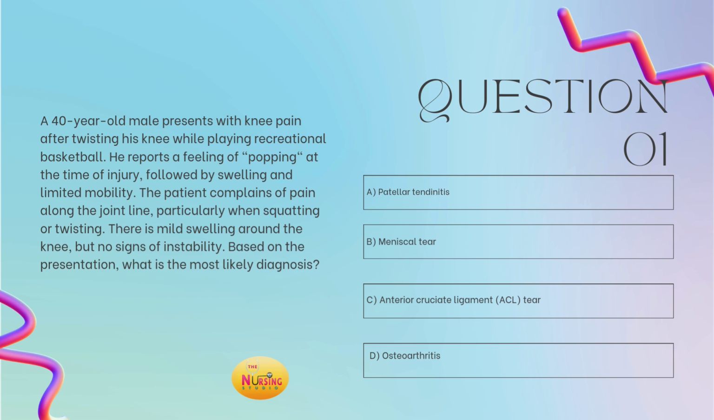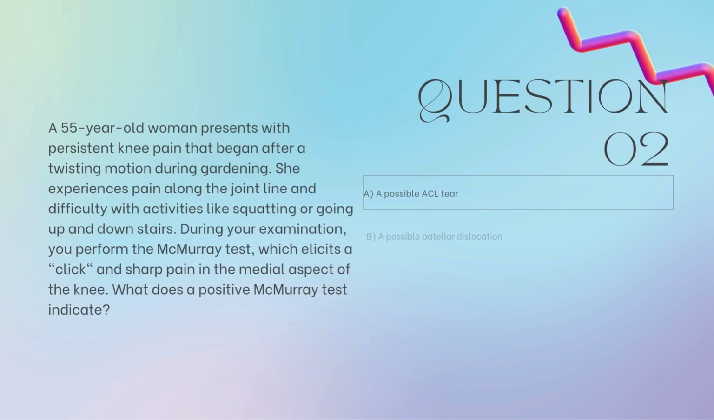When there's an ACL tear, that's why when you do the drawer test, you will have that shifting because the ligament is torn with ACL. So it'll be instability noted, right? A meniscal tear is different. There shouldn't be instability, okay? So your best answer here is B, a meniscal tear.